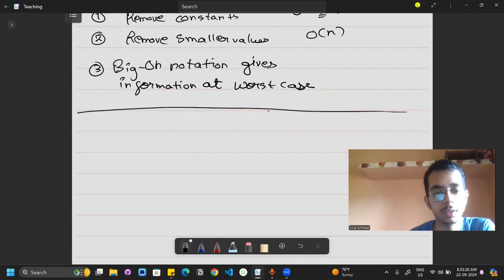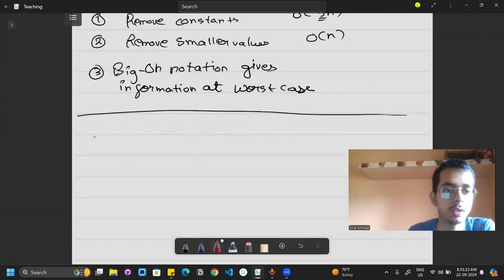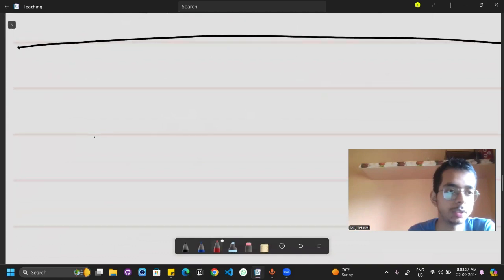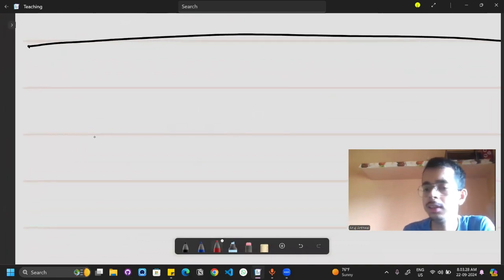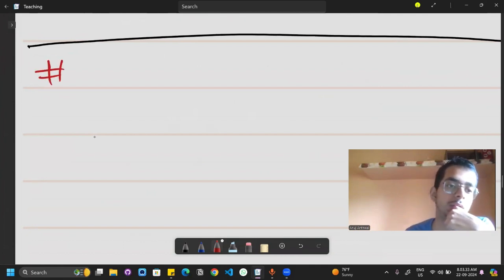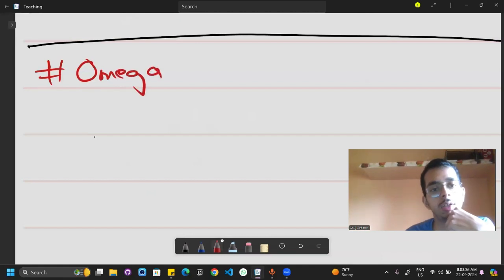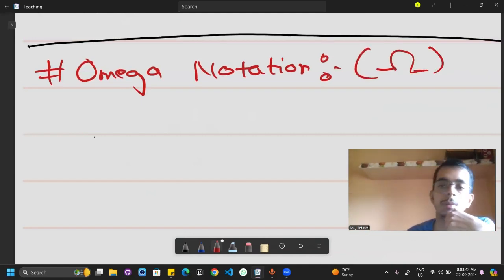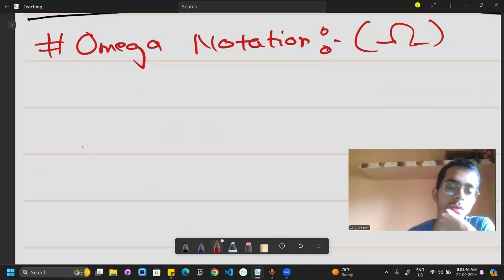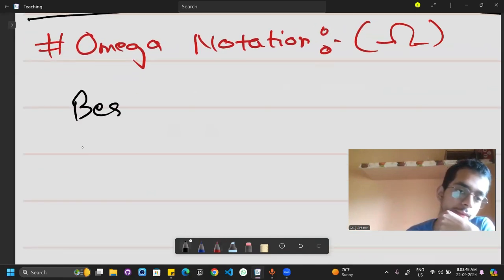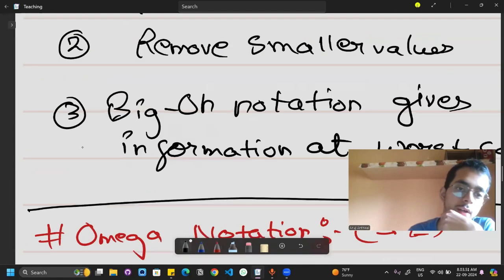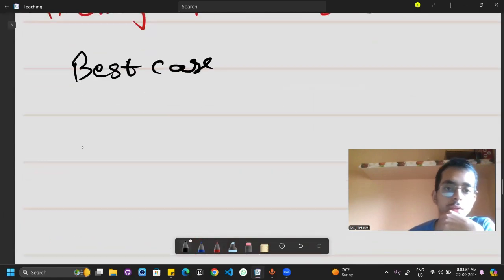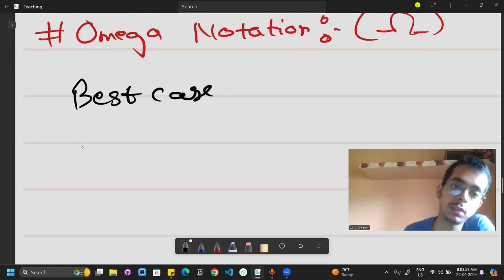So let's go into the next one, that is the average and the best case. One is Big O notation, then we have the theta notation, and then we have the omega notation. We are going to see the omega notation. Correct me if I'm wrong in the comment section, but I think the symbol is omega, and that's the ohm. So what is it? It's the best case. Okay, so it gives information about the best case.